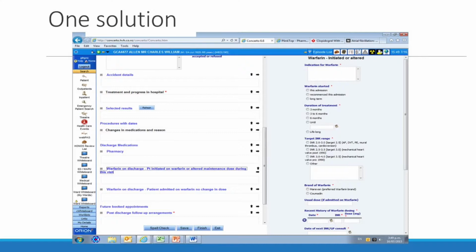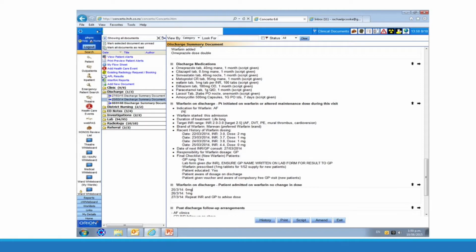Patient initiated on warfarin or altered maintenance dose, and the house surgeons are educated to fill this all out. So there's a nice lot of history given about if it's initiated, what's it for, how long for, what the current dosing's been, what the test results are, what brand of warfarin, who's going to be managing it. And on the discharge summary, it comes out like this. Not necessarily quite the same format for the GPs, unfortunately, but it is quite legible, and it gives you quite a good succinct summary.